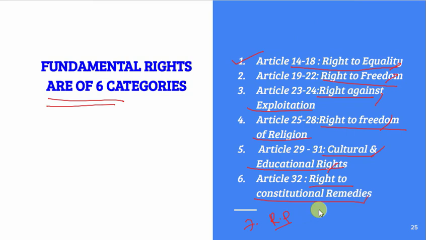From Article 14 to 18, we're going to deal with the right to equality, and Article 19 to 22, the right to freedom. Article 23 and 24, right against exploitation, and from 25 to 28, right to freedom of religion, and from Article 29 to 31, cultural and educational rights, and the final one, Article 32, right to constitutional remedies. These are the articles that we're going to see in our next class, where we're going to discuss each and every article elaborately.